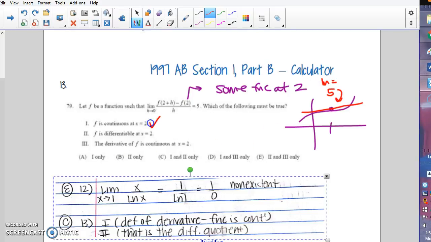Is it continuous at 2? It has to be. For it to have a derivative, it has to be a continuous function. Is it differentiable at 2? Well, that's the definition of a derivative. You told me it equals 5, so yeah, it is differentiable. Is the derivative of f continuous at 2? The definition of the difference quotient and of a derivative doesn't talk about the derivative being continuous. So with the information that we have, we can't make an assumption about 3. So C, only 1 and 2.